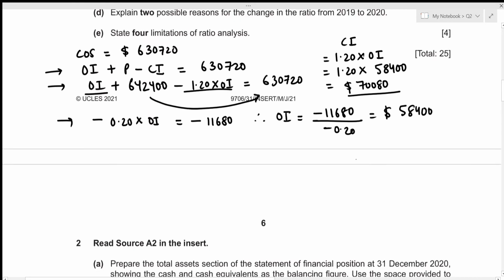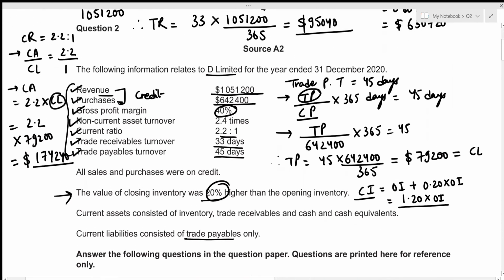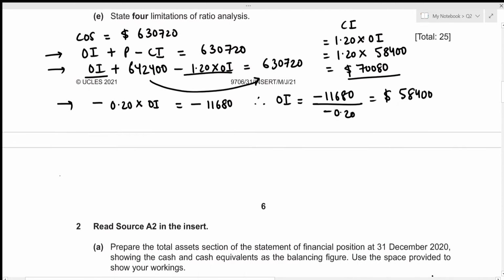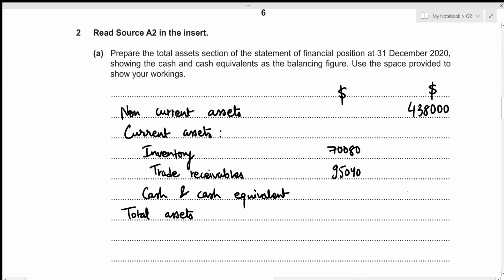Now we also figure out our total for current assets using our current ratio. And the total for current assets is right here. So that's 174,240. This is the total for current assets section. Okay, so we can easily figure out the value of the total assets, which is going to be the sum of these two amounts. That's 438,000 plus 174,240, which results in 612,240.